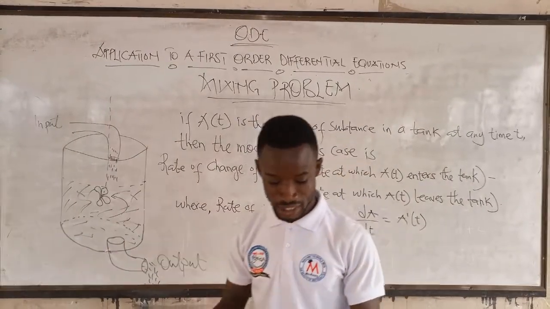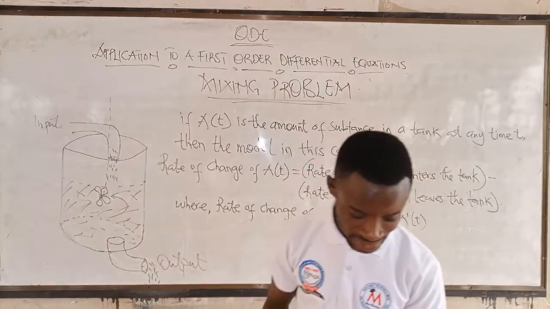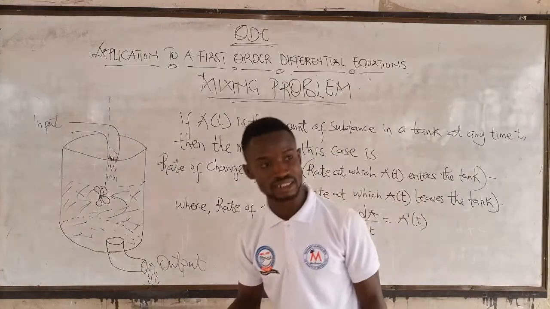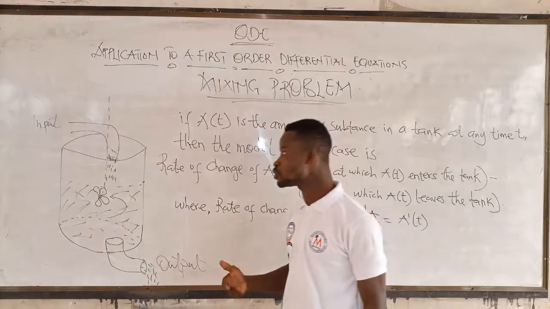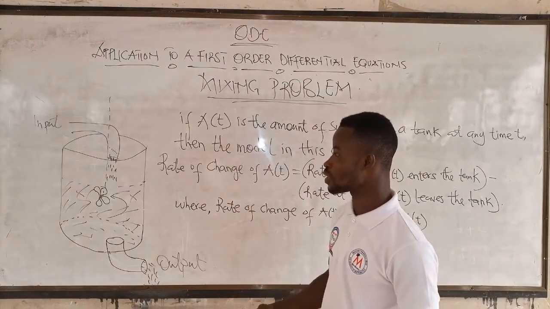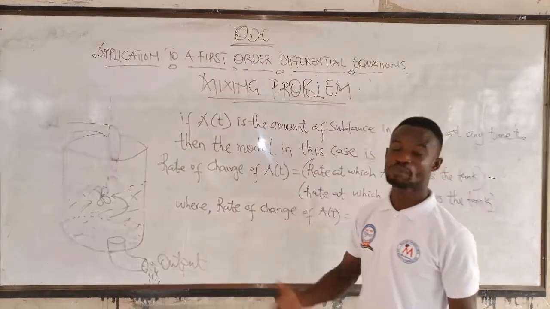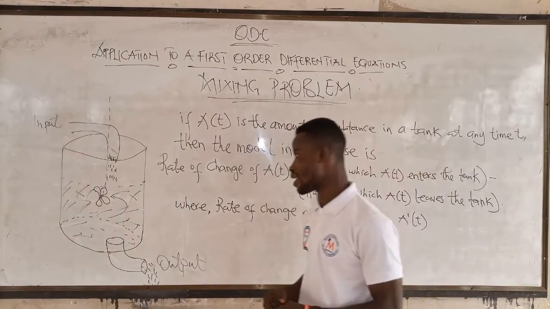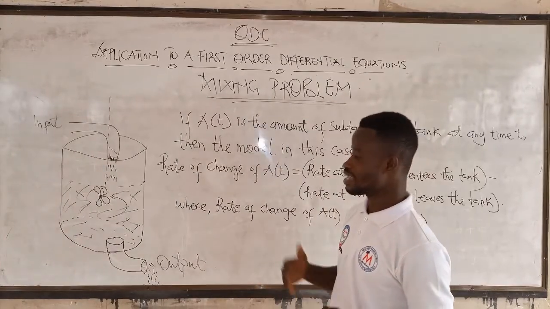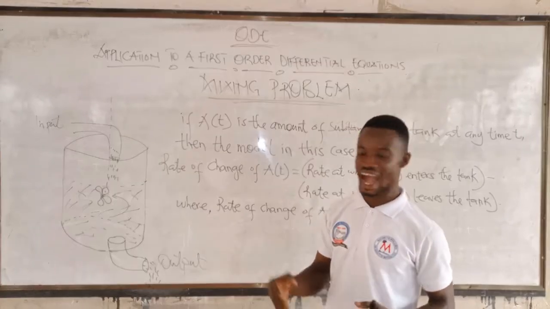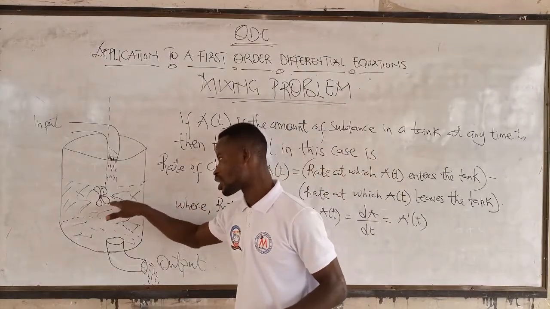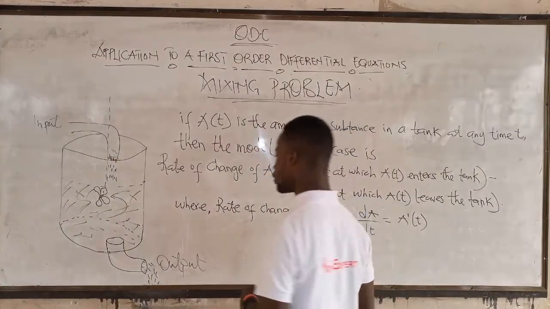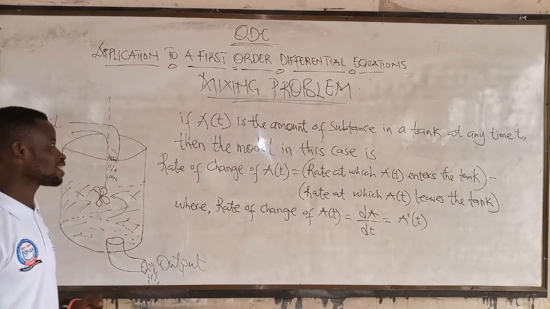Now it depends. There are some questions where you will be given the output rates. The output rate and the input rate can be the same, but it depends on the question. That's why I said when we get into solving questions, you get to know much of this. And there are sometimes the initial amount in the tank can be given to you in the question.